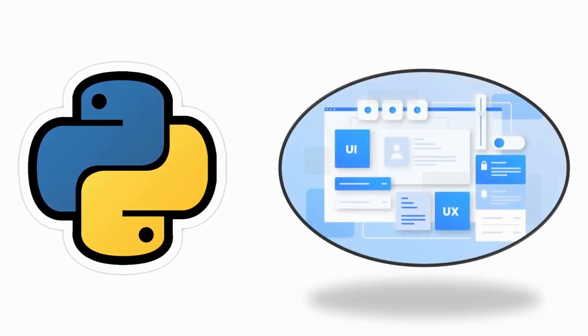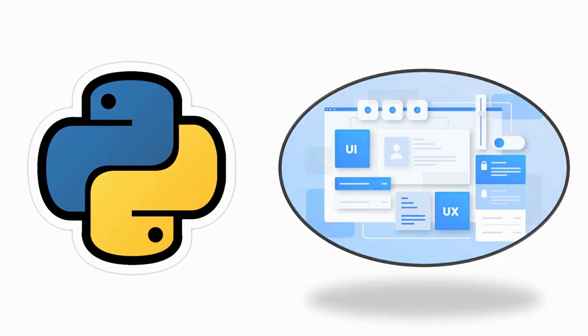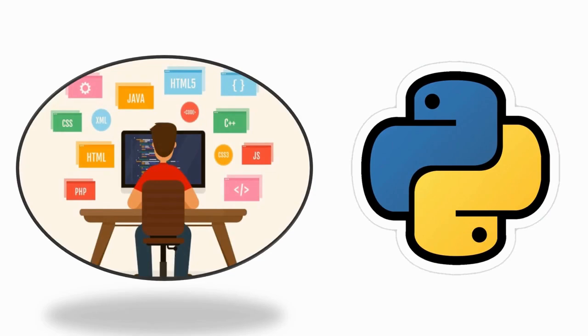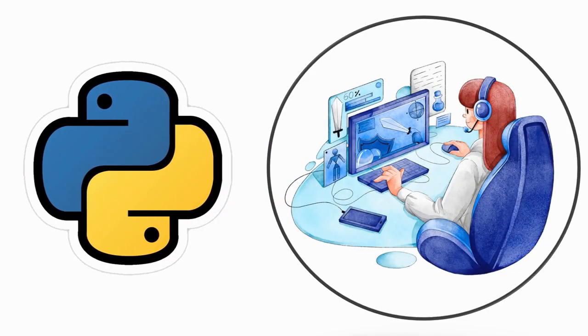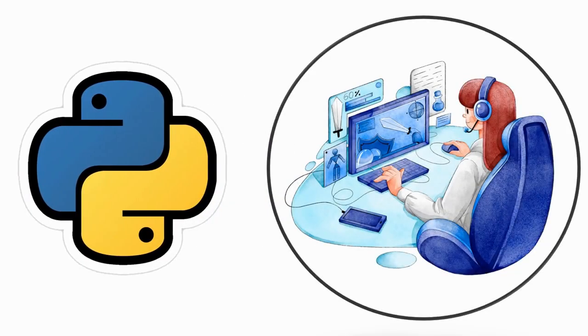Desktop GUI. Python is used to create many desktop applications like Dropbox, Instagram, Spotify, etc. Language development. Python is commonly used in the development of many other languages and applications. Game development. Python is used to create many games.